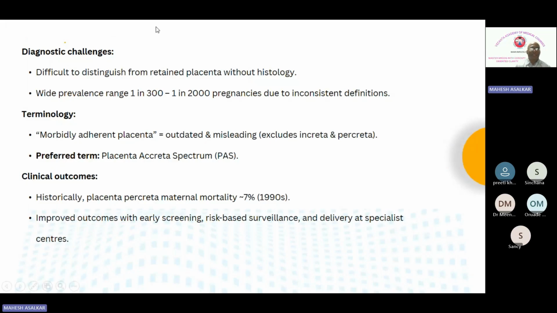Now, diagnostic challenges. It is difficult to distinguish from retained placenta without histology, because the ultimate diagnosis will be on histopathology only. Okay, prevalence varies around 1 in 300 to 1 in 2000 pregnancies due to inconsistent definitions. Terminology like morbidly adherent placenta is outdated, so the preferred term is placenta accreta spectrum. So when you have an invasive placenta, you say it is a placenta accreta spectrum.